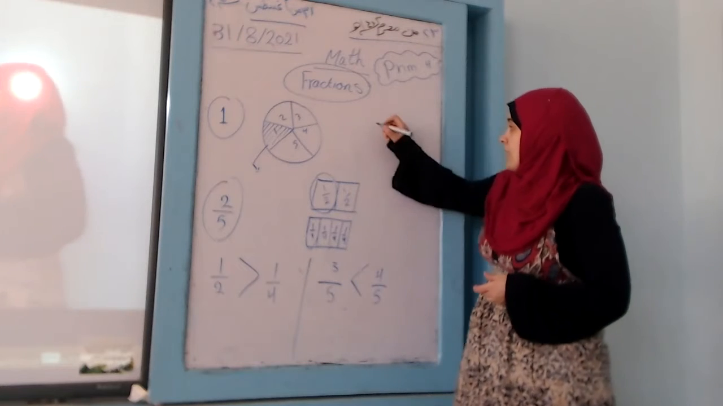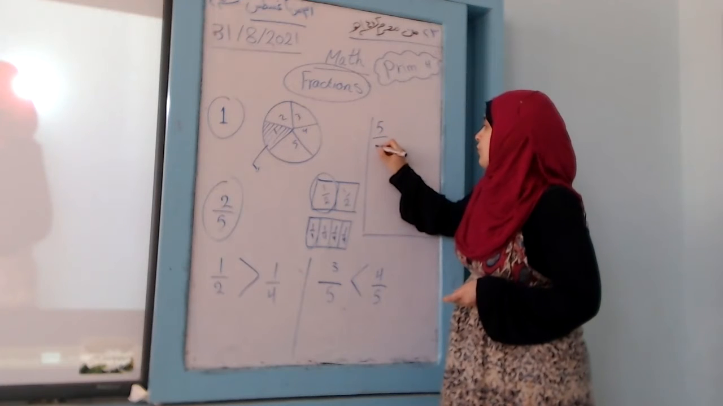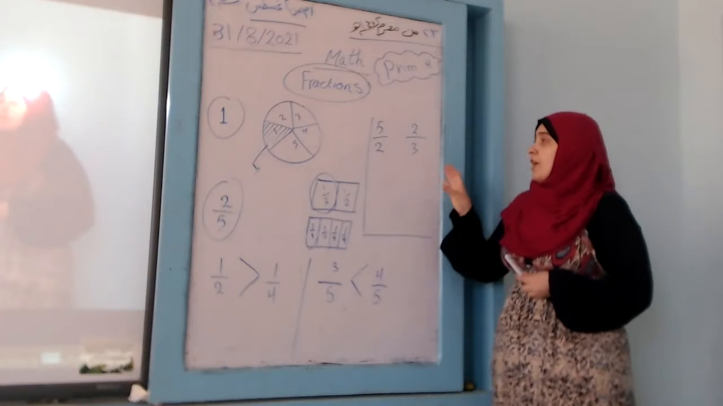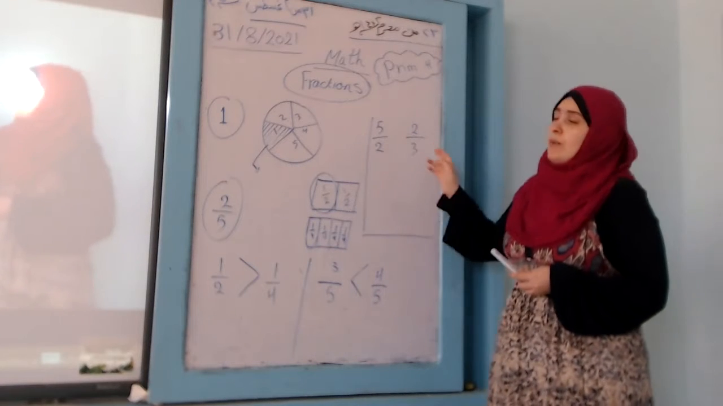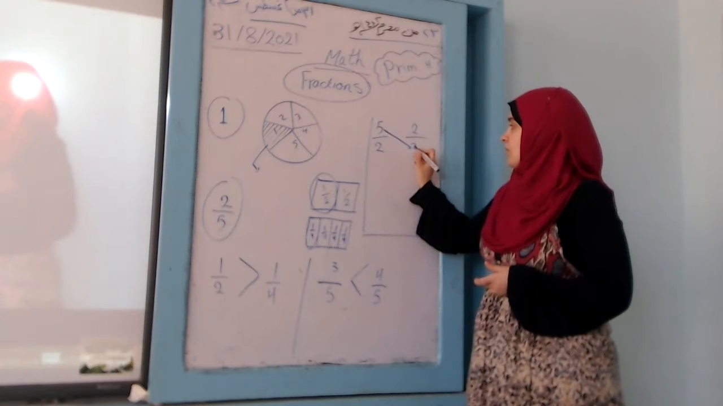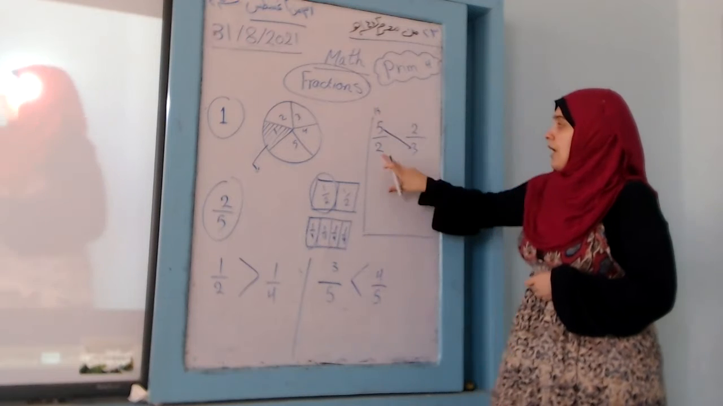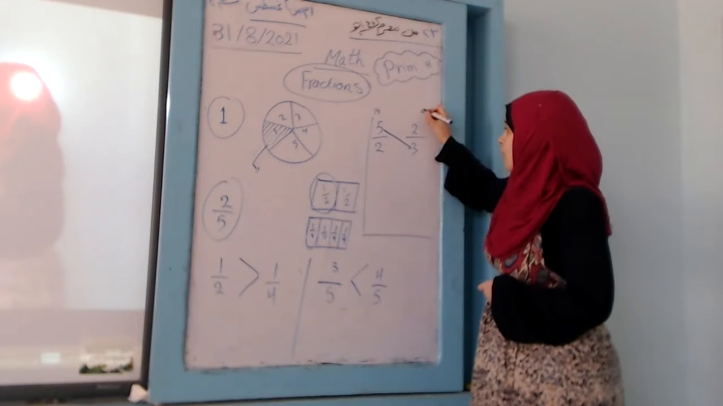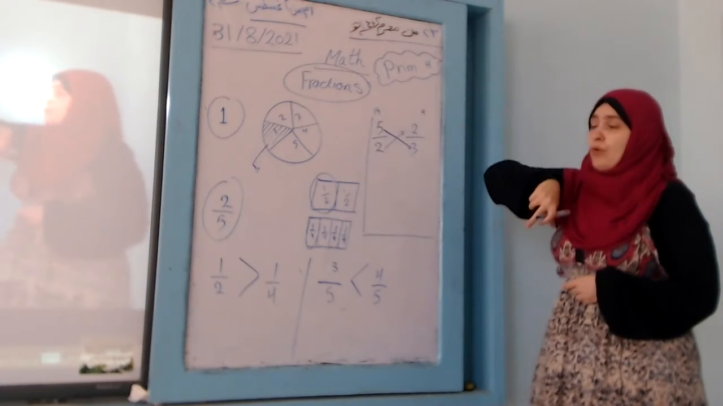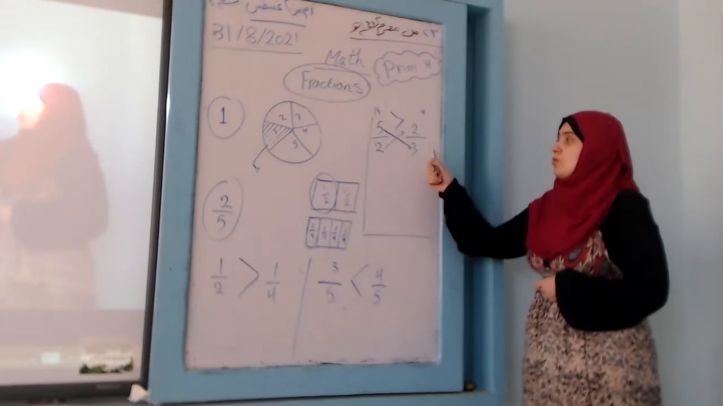The third case is when both the numerator and denominator are different, as in 5/2 and 2/3. Which is greater? In this case, I will make scissors. How? I multiply 5 by 3, which equals 15, and 2 by 2, which equals 4, and I write the product up. 15 and 4: which is greater? 15. So 5/2 is greater than 2/3.